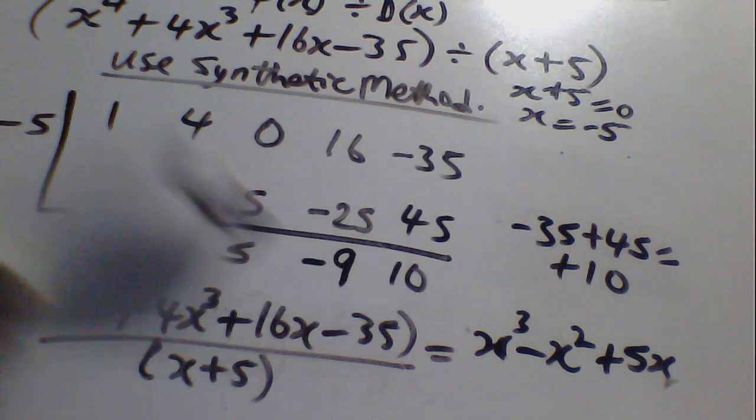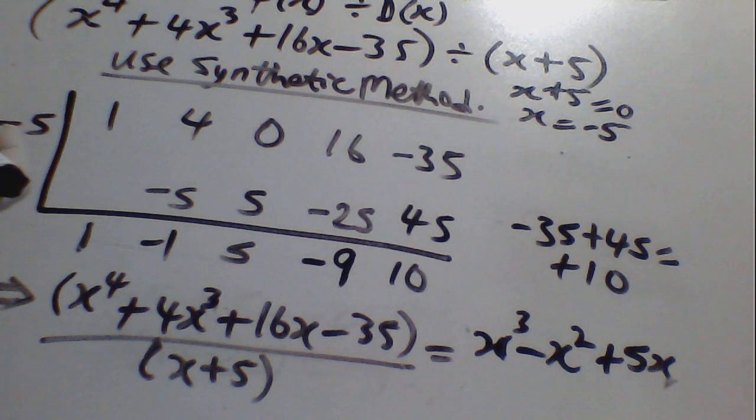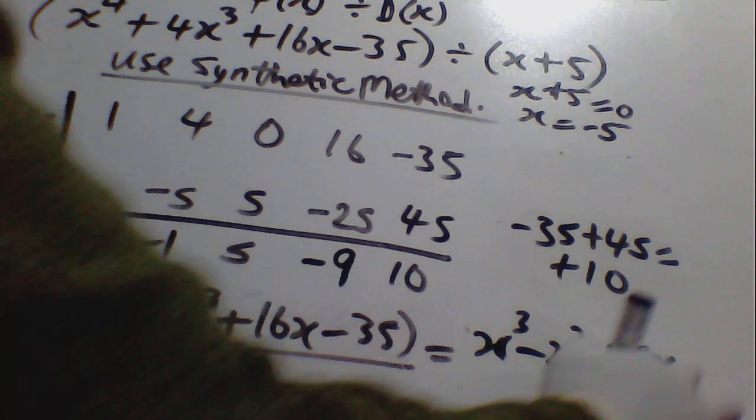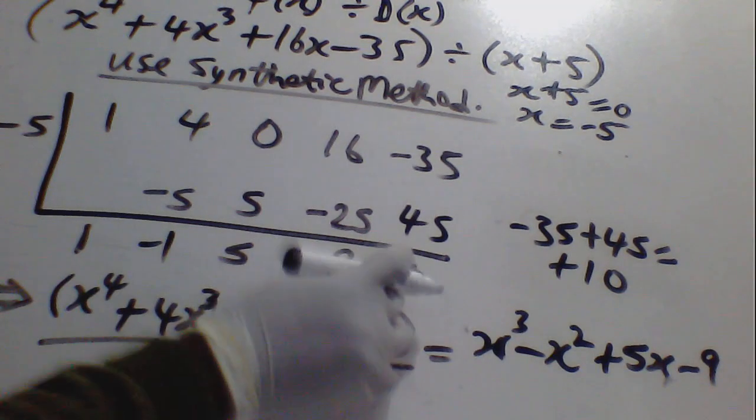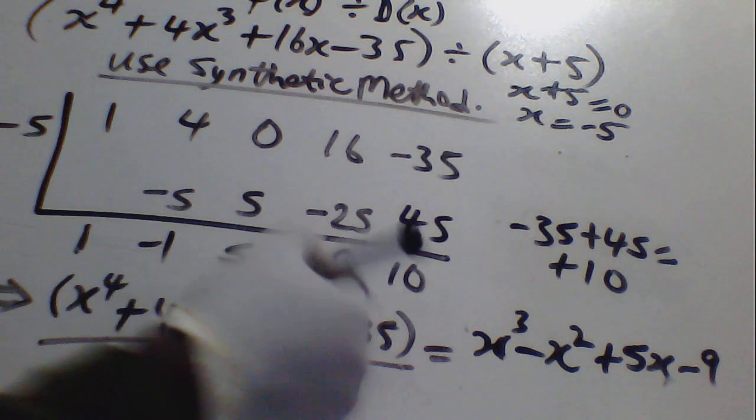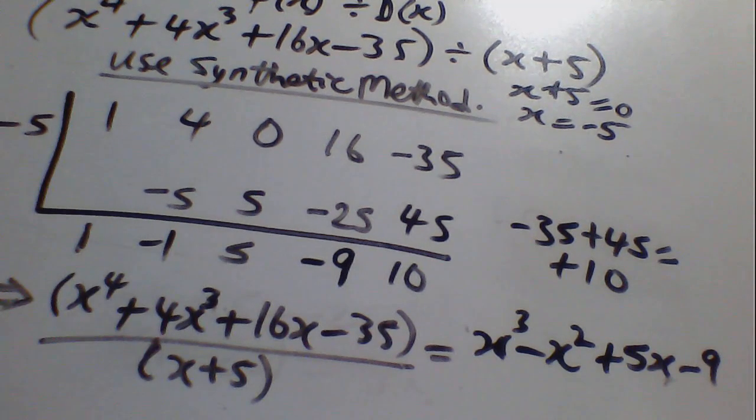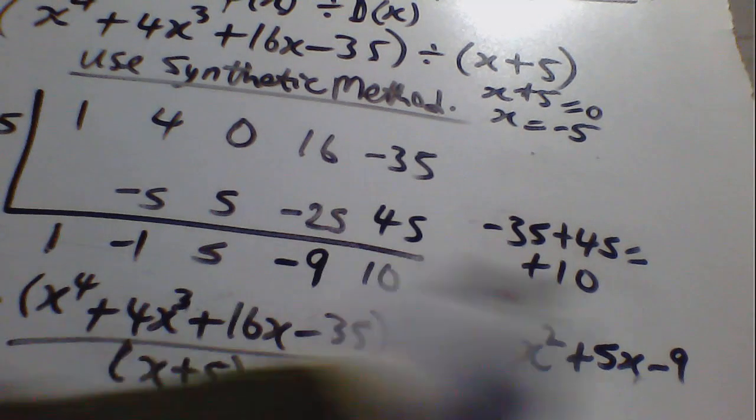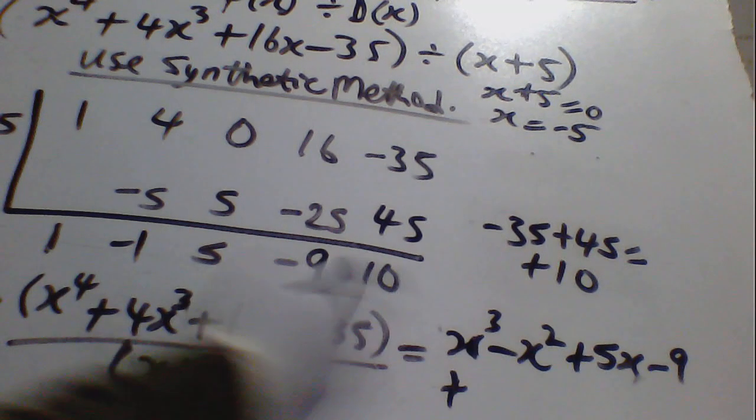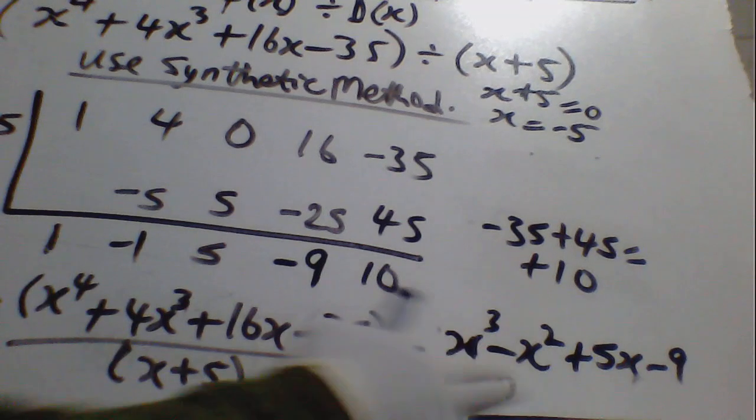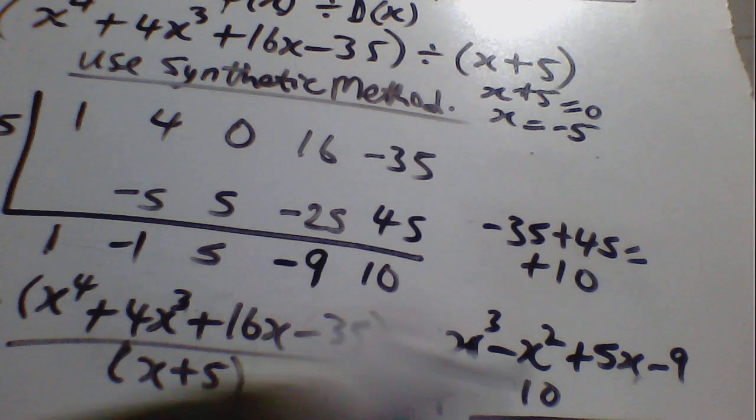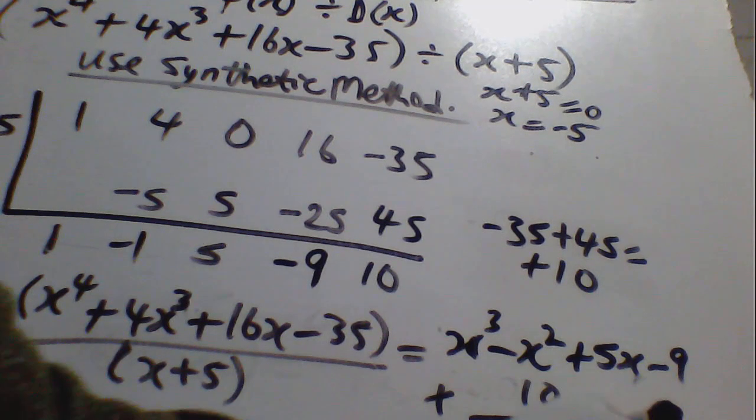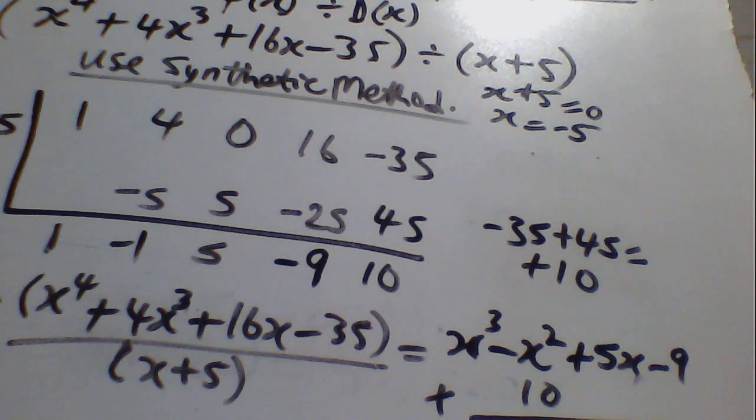So the next will be what? So the next will be minus 9. I told you that the last term here is always the remainder. So minus 9. Once you have done that, minus 9 plus 10 divided by the divisor s plus 5. So that is it.